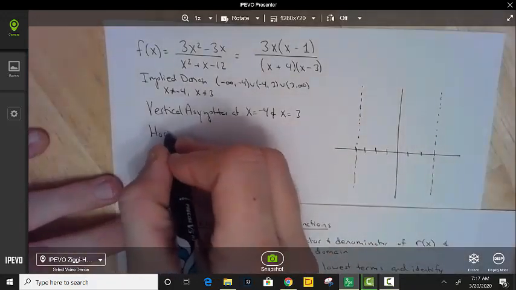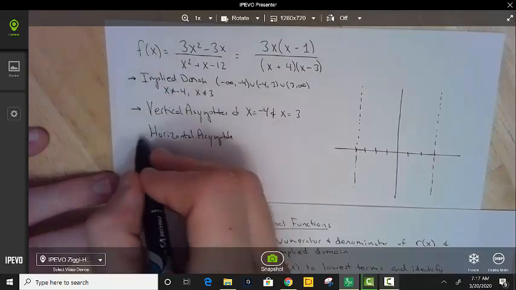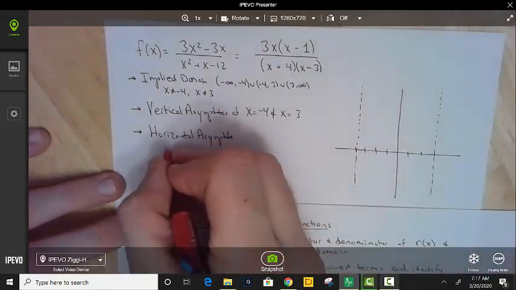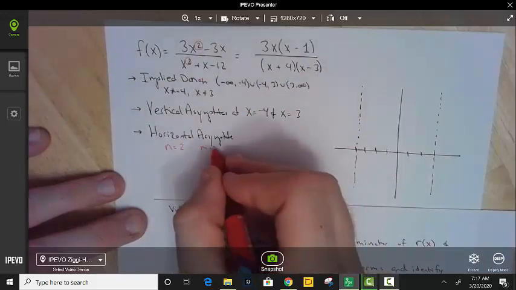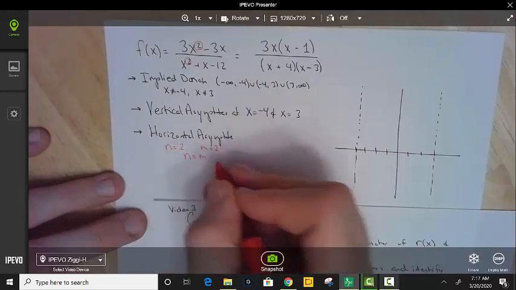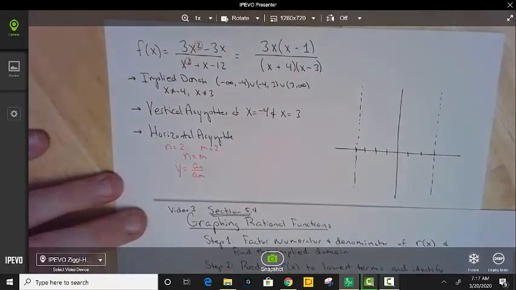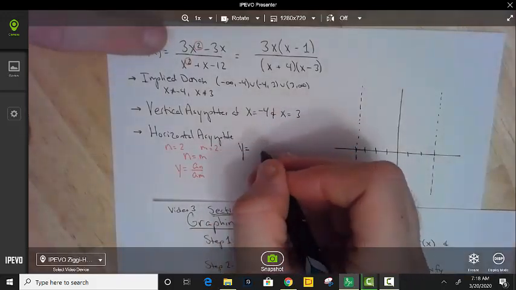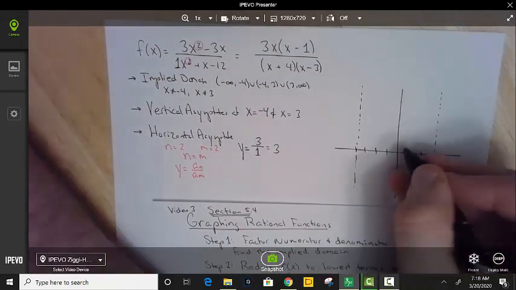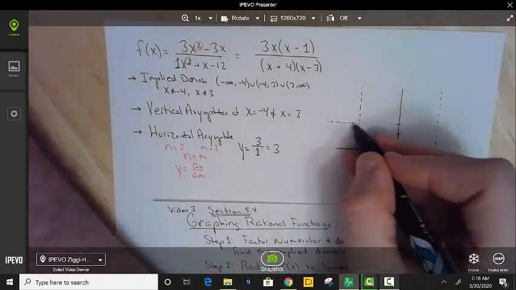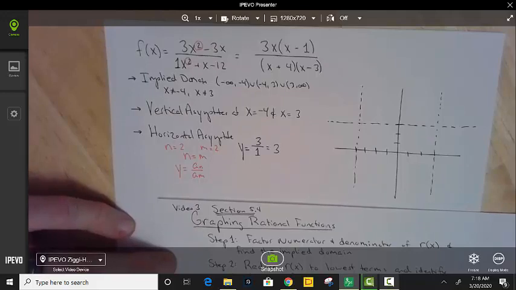Alright, now we're going to find the horizontal asymptote. Just like we said in the previous video and the previous example, to do this we compare the degrees. The degree on top is 2. The degree on the bottom is also 2. And when the degrees match, the horizontal asymptote was always the leading coefficients divided. That was the rule that you had to have memorized. So in this case, the horizontal asymptote is going to be at 3 divided by 1, which means there's going to be a horizontal asymptote at 3. So I'm going to come over here and put a horizontal asymptote at 3.